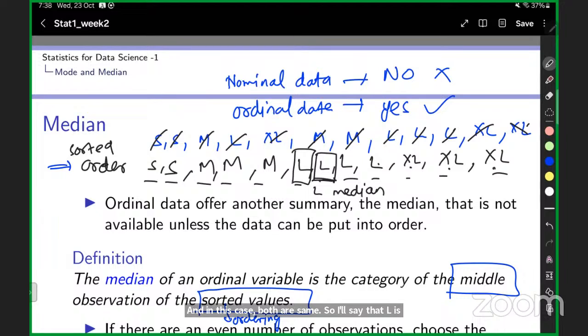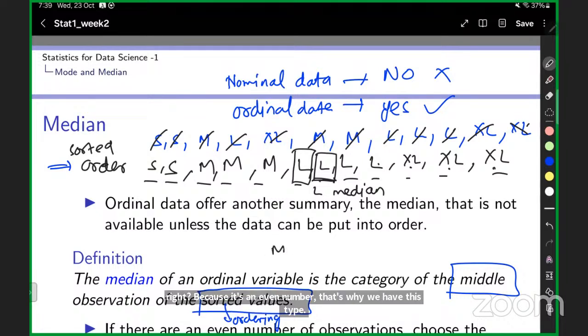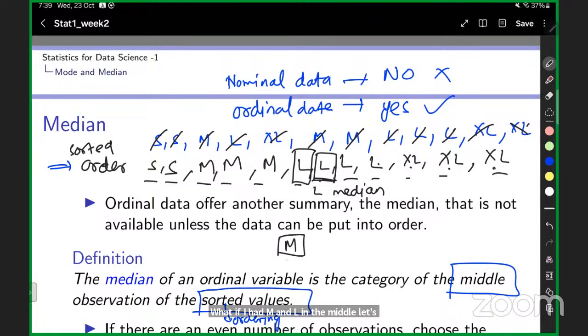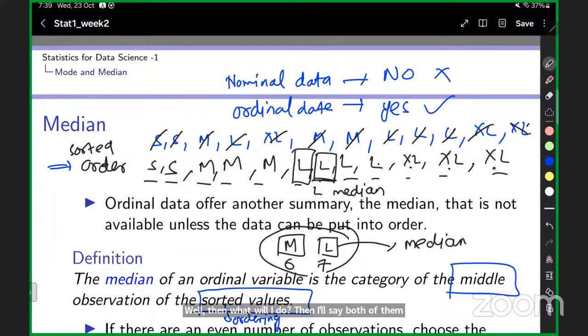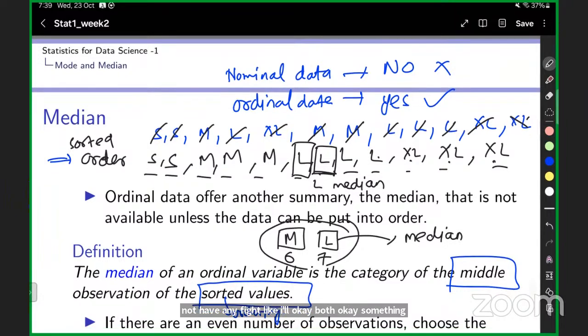If it had been an odd number, then I wouldn't need to worry too much, because one value will come in the middle. Because it's an even number, we have this situation. What if I had M and L in the middle? Let's say M is 6th place and L is 7th place out of the 12. Then I'll say both of them are median, M and L. I'll not have any fight like, okay, you both win. Make peace with both of them. That's what we do in finding median.